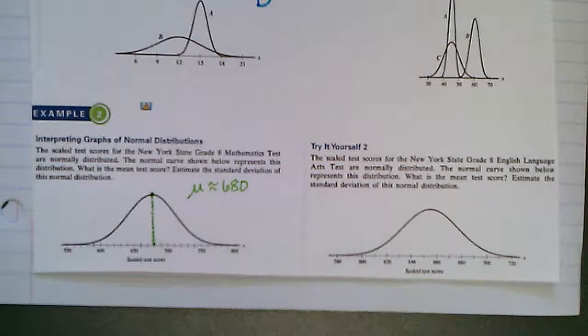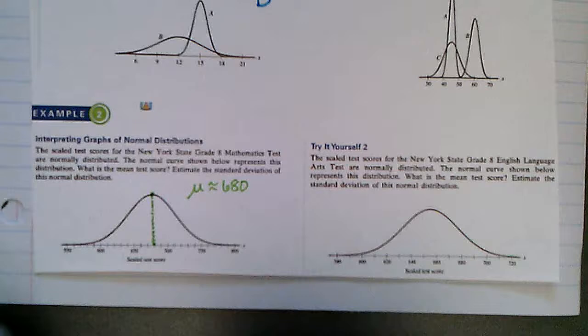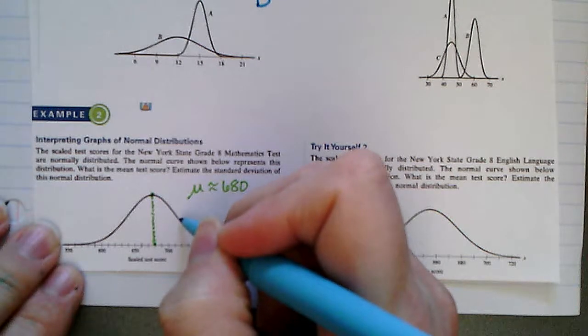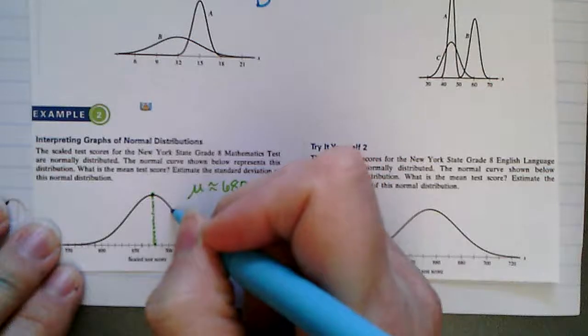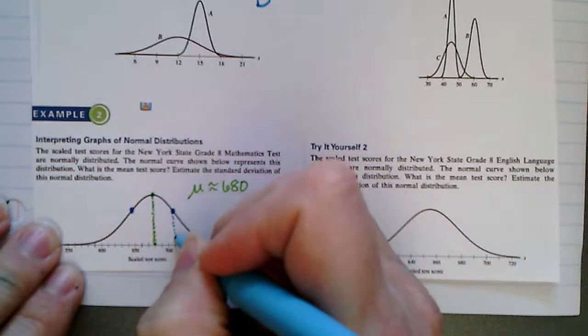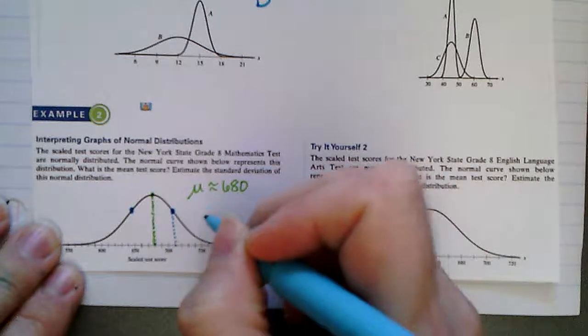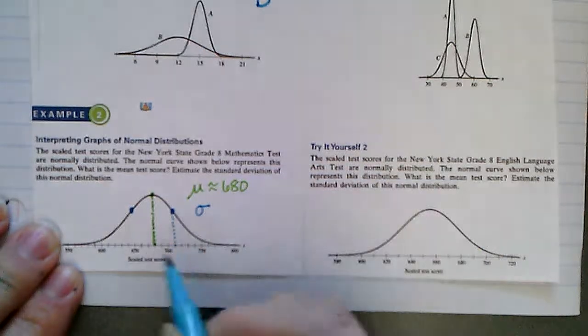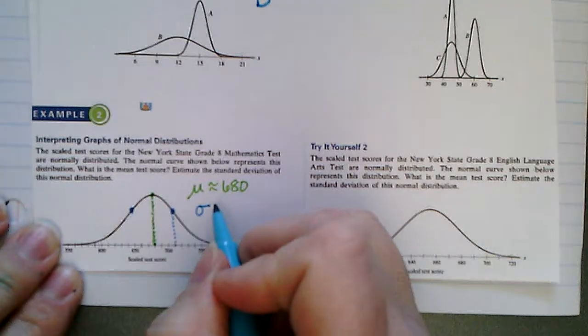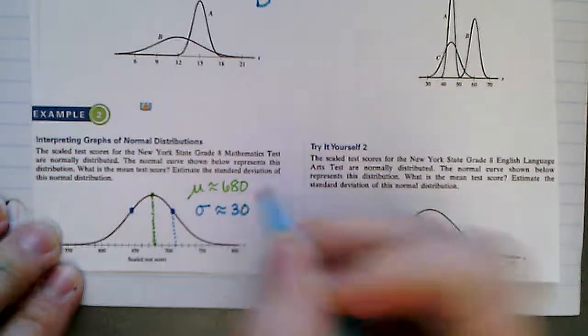And then the standard deviation is where the inflection point happens. So where it switches from concave down to concave up, I'm going to estimate about here. So that's about 710. So then my standard deviation would be from about 680 to 710. So about maybe 30.